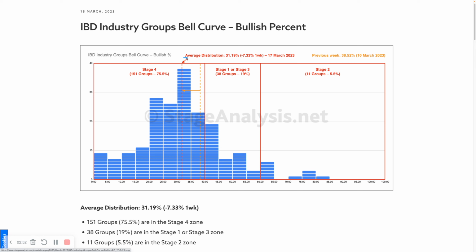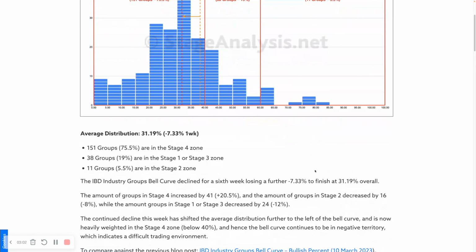So at the moment it's at 31.19% and declined a further 7.33% this week, which, if we scroll down here a little bit, you'll be able to see was a drop of 41 groups into stage 4 further than were in the previous week, so another 20.5% increase into stage 4. Stage 2 decreased by 16, which is minus 8%, and the amount of groups in stage 1 or stage 3 decreased by 24, which is minus 12%. I think it was the 6th week in a row that this has been declining now.